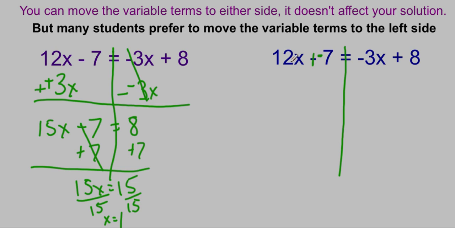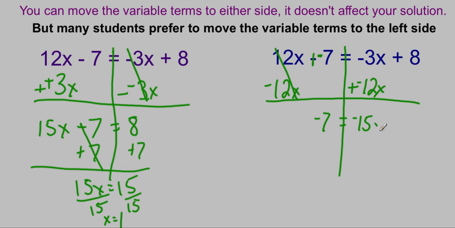And now I want to get rid of my 12x. Well, there's 12 of them there, so I want to subtract them away. But I've got to subtract away my 12x over here. 12x minus 12x is 0, so I'm just left with negative 7. Here, I don't like subtracting when I've got a negative, so I make it into adding the opposite. Negative 3x plus negative 12x is negative 15x plus 8.